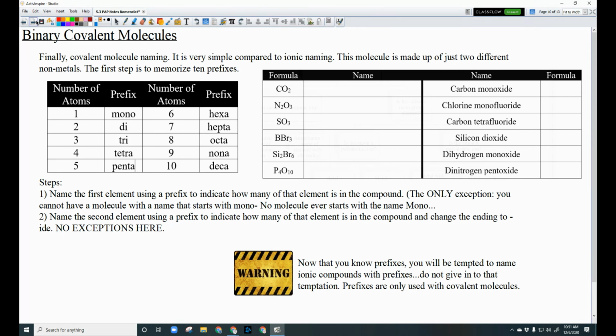Covalent molecule naming is very simple compared to ionic. Like I just said, the molecule is made up of just two different nonmetals. The first step is to memorize 10 prefixes. So we have 1 through 10 here. The prefix that means 1 is mono. Di is 2. Tri is 3, like a tricycle has 3 wheels. Tetra is 4, like the game Tetris has 4 squares that are connected in different shapes.